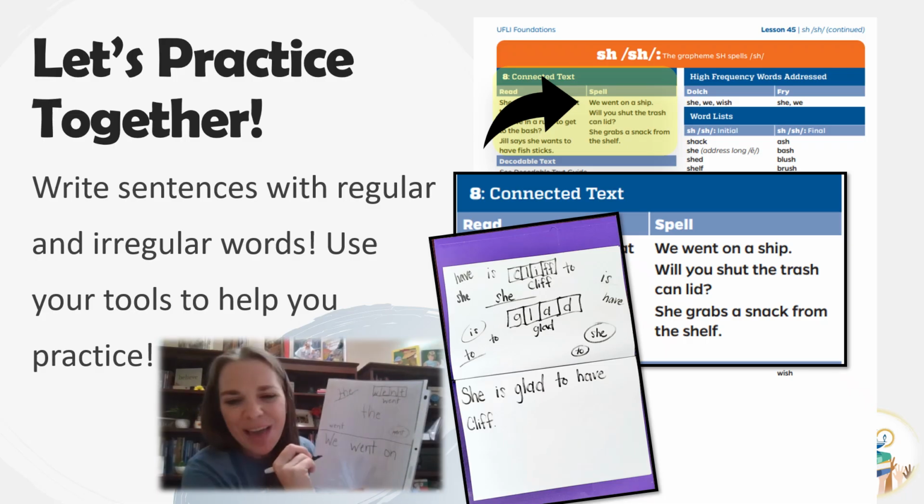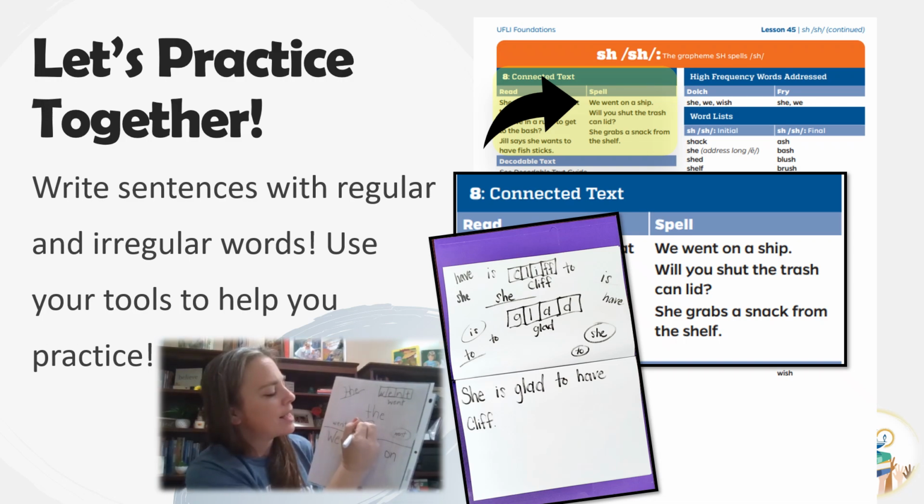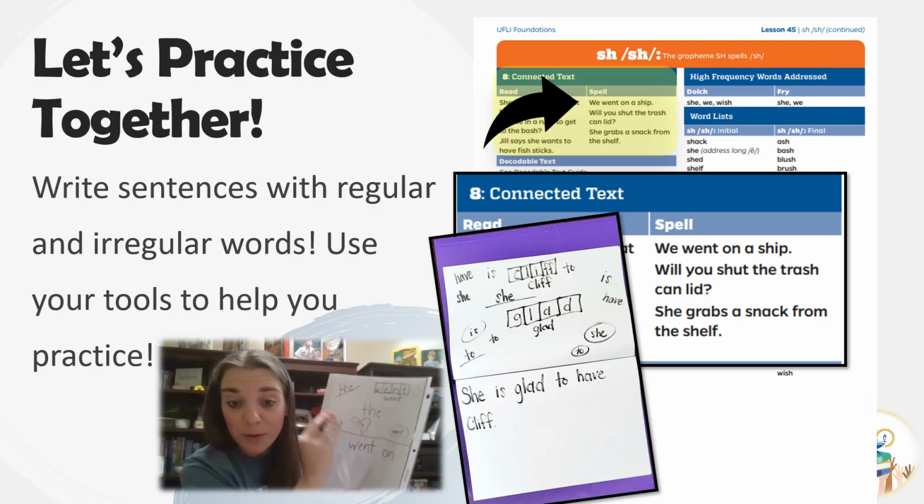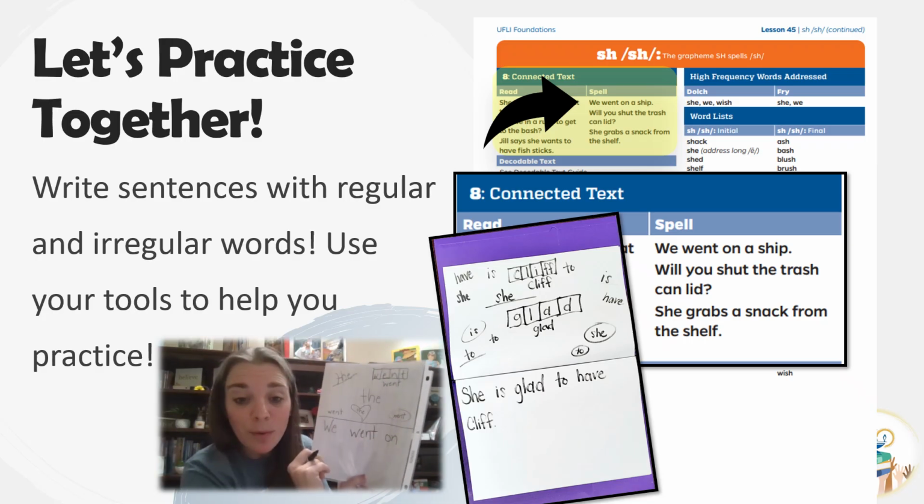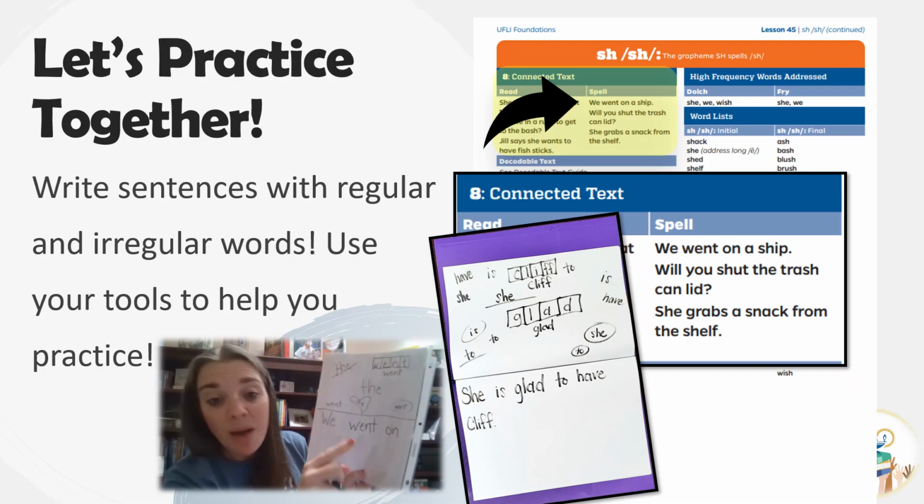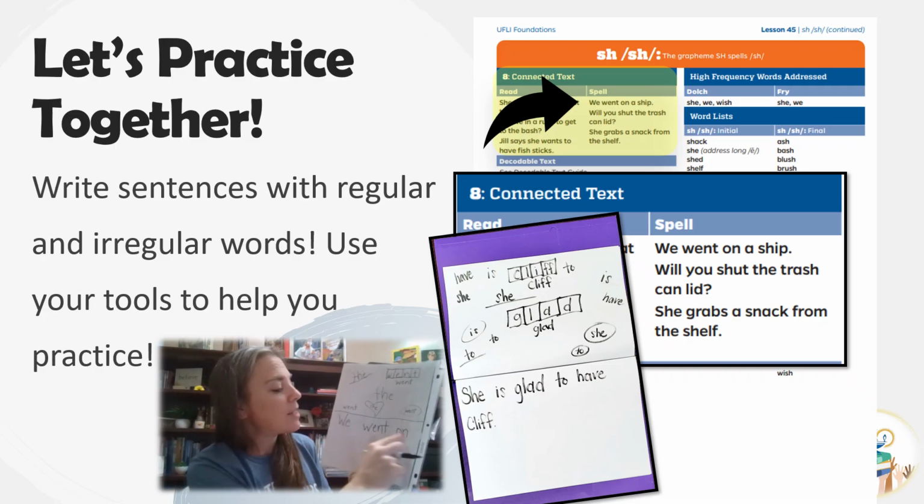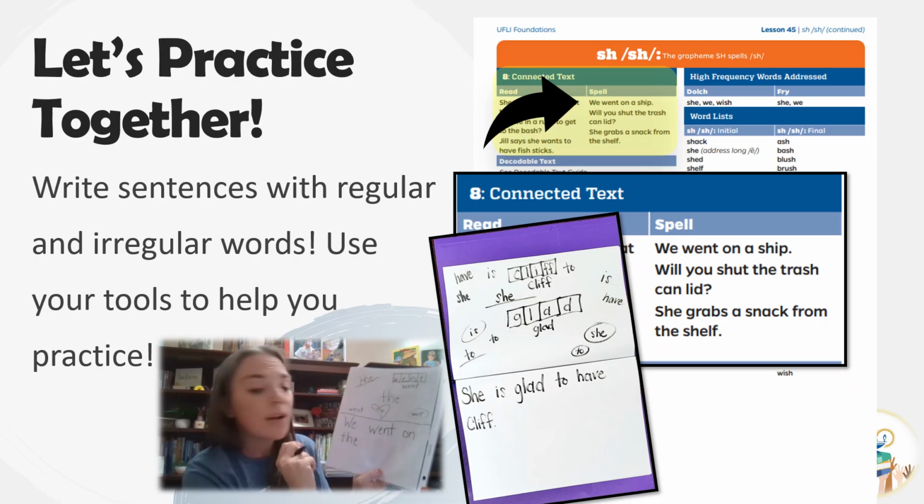And then I might say, okay, we love this word, so let's put it in our heart. Let's put it down here in our heart. Ready? T-H-E, the. So now we've practiced this word in multiple places because this is a high frequency word that appears a lot in text. So now we're going to add it to our sentence. We went on the, and the last word is ship.